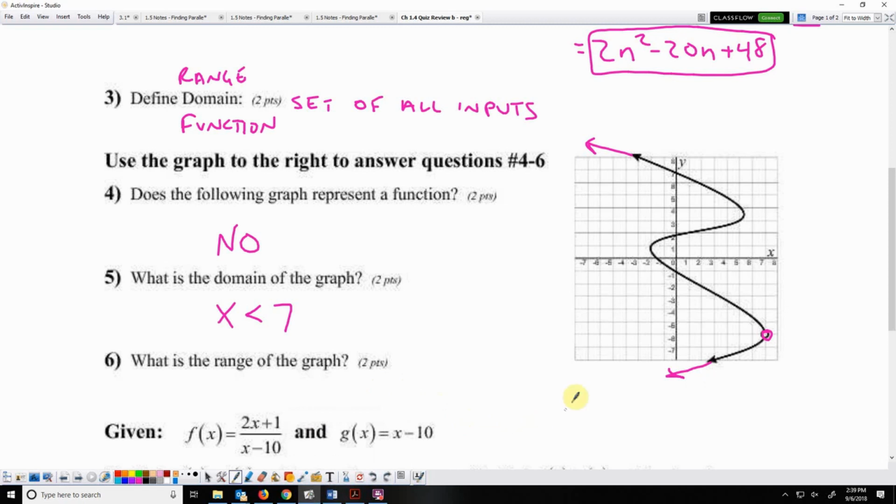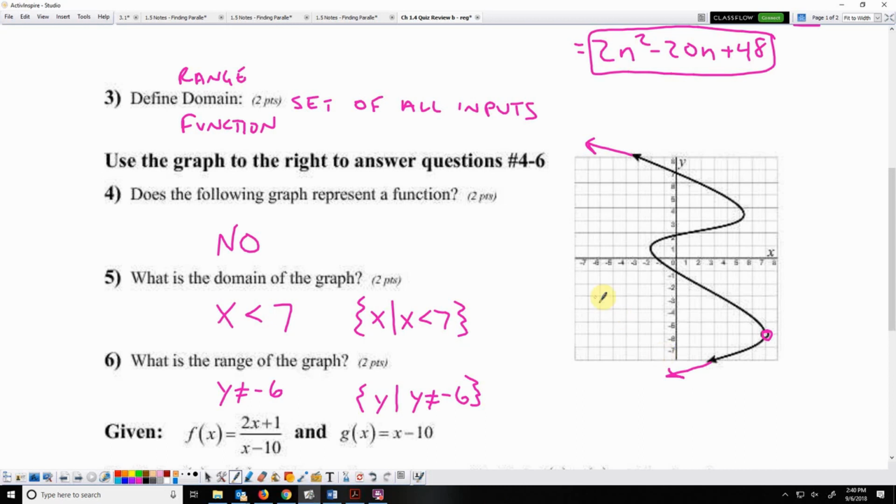The range. It goes up forever, it goes down forever. So it seems like all reals, except it can't be a y value of negative 6 because it's open right there. So y cannot equal negative 6. If you were writing this more formally, you might write the set of all x such that x is less than 7, and the set of all y's such that y does not equal negative 6. This is a more formal way of writing that domain and range.